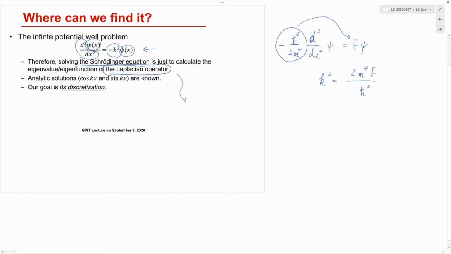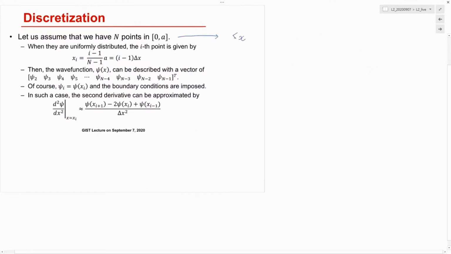So now our question is, what are the eigenvalue and eigenvector of this operator, the second order derivative operator, the one-dimensional form of the Laplacian operator? Our goal today is its discretization, not studying the analytic solution, but we will try to solve it with a computer program. We are now considering x greater than or equal to 0 and smaller than or equal to a.